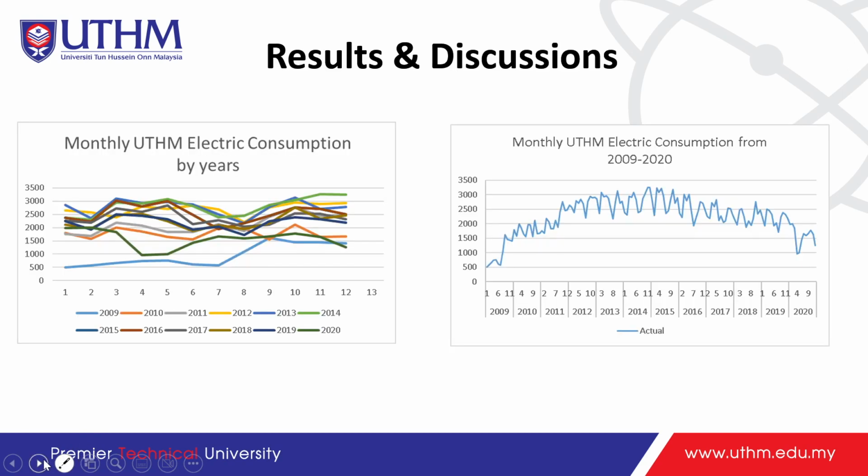And this is the result: the monthly UTHM electricity consumption by years from 2009 to 2020. Each line represents a year of electricity consumption. This is the collection of time series data from 2009 to 2020, which shows an increasing and then decreasing trend.